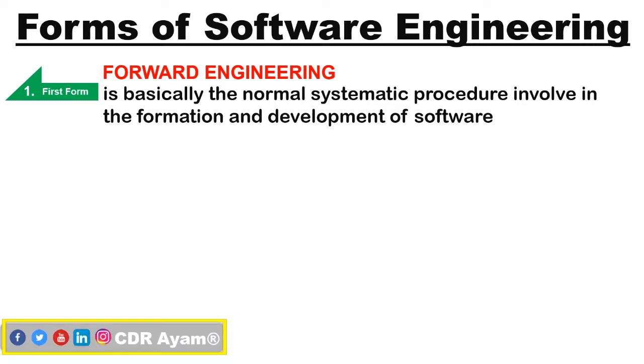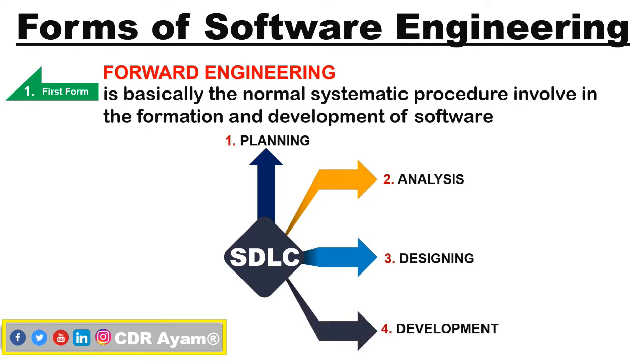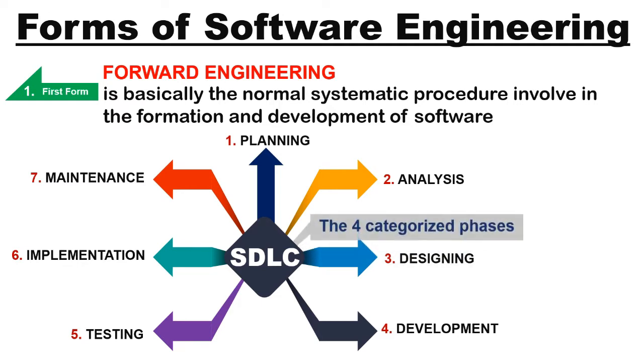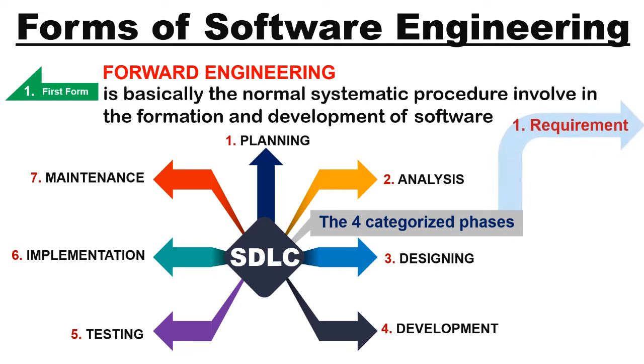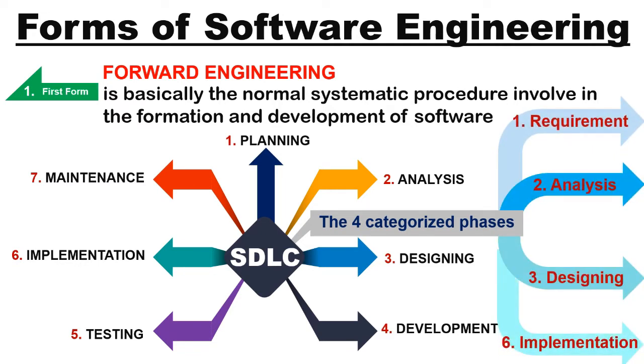Though the software development lifecycle has been grouped into 7 phases, namely the planning phase, the analysis phase, the design phase, the development phase, the testing phase, the implementation phase, and the maintenance phase, for the purpose of software reverse engineering, these phases are categorized into 4 main phases. That is, the requirement phase, the analysis phase, the design phase, and the implementation phase, respectively.